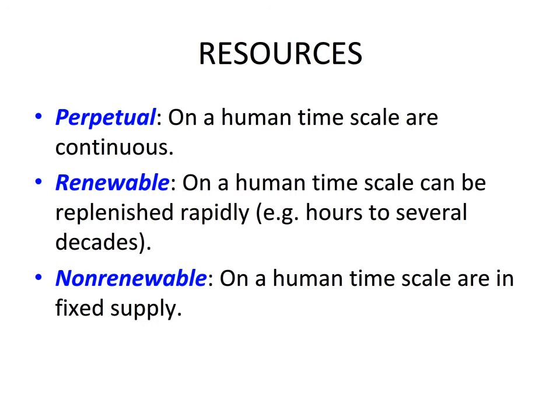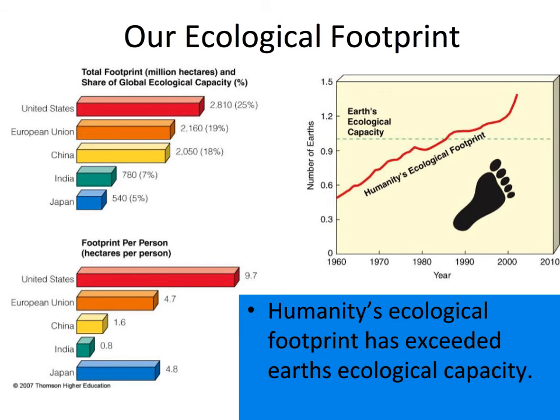Resources. Perpetual, on a human timescale, are continuous. Renewable, on a human time scale, can be replenished rapidly, for example hours to several decades. Non-renewable, on a human time scale, are in fixed supply. Humanity's ecological footprint has exceeded Earth's ecological capacity.